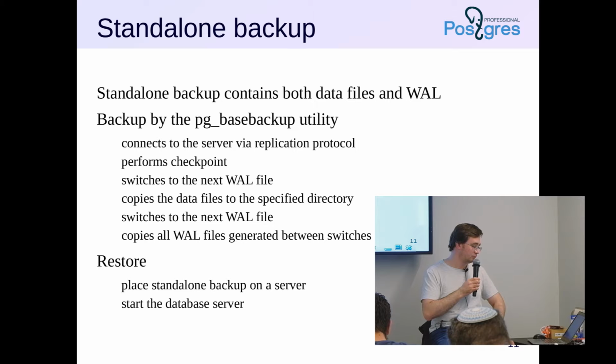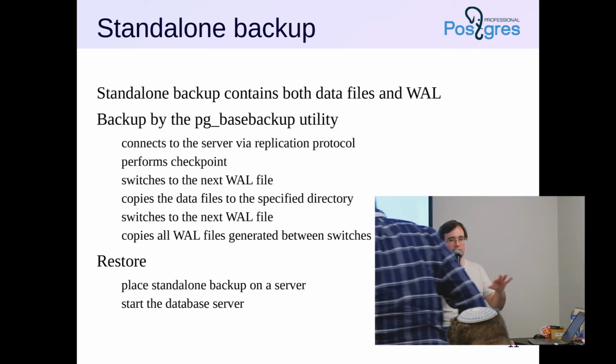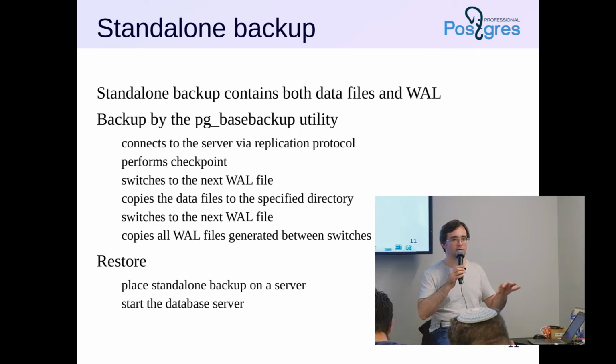So how can you restore from this backup? You just copy your backup to the location that you want, to the server that you want, and start up your Postgres, and it will restore consistency. It will rerun all WAL records from the start of copying data, and you will get a working PostgreSQL instance.